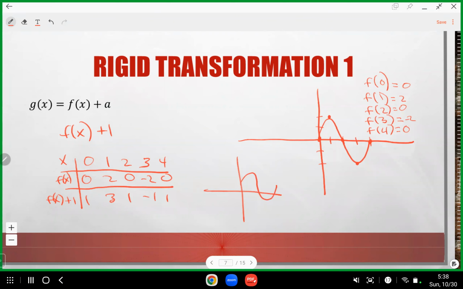So this is our normal one. Our normal one was, let me draw, like this. We shifted it up by 1. So what is this? This is a vertical shift. Let's try to model that.